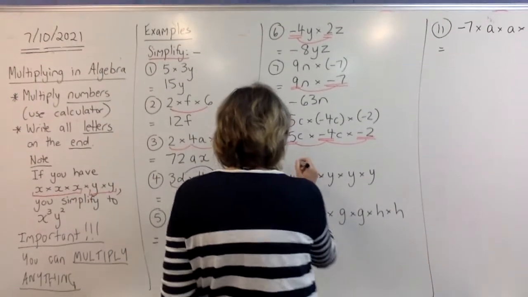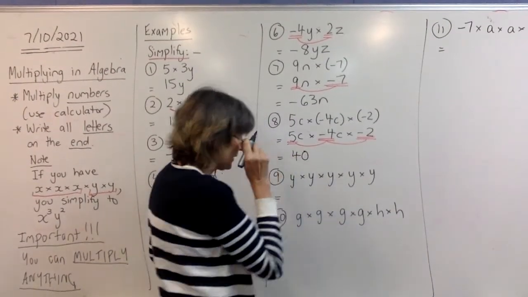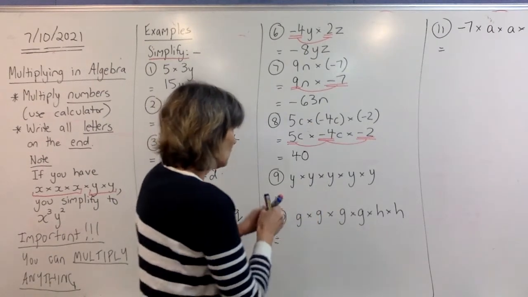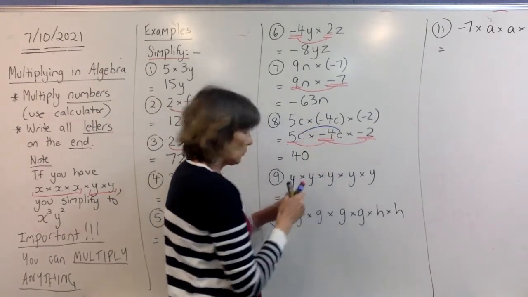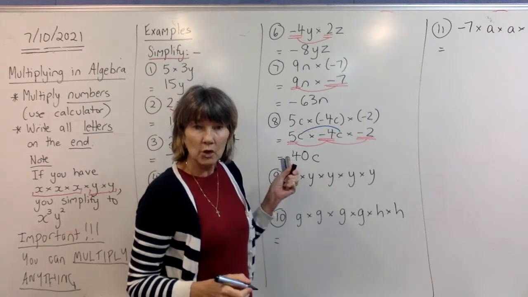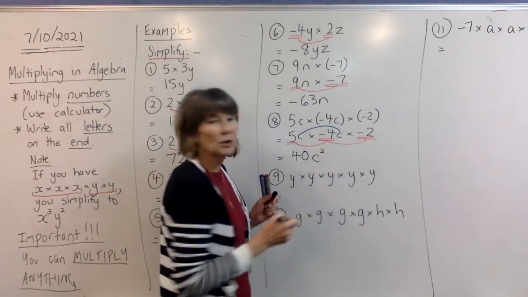Write that down. All right, now let's look at the letters. We've got C times C. So what do we do then? We write the C down. How many times do you see it? 2. That's what we put up the top.